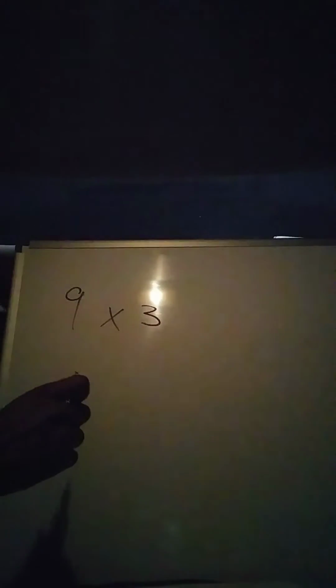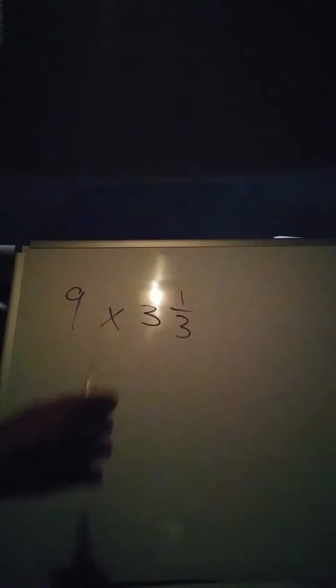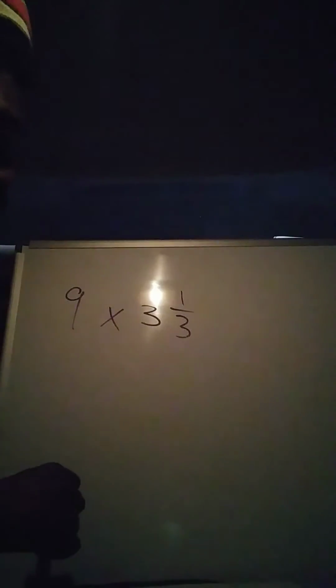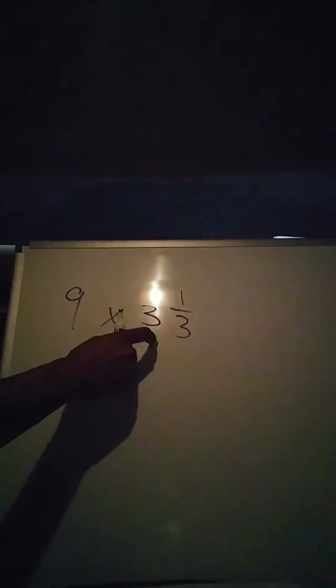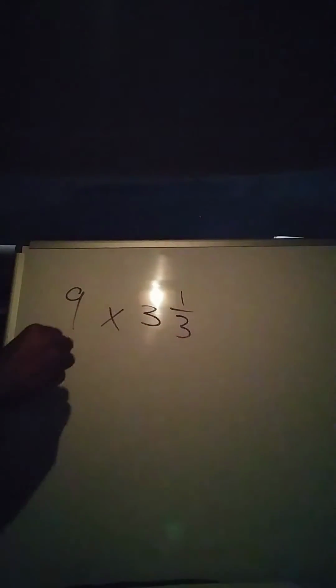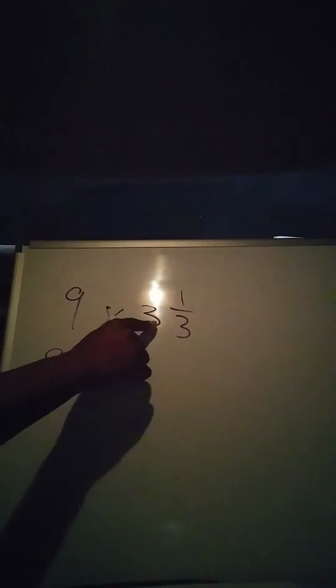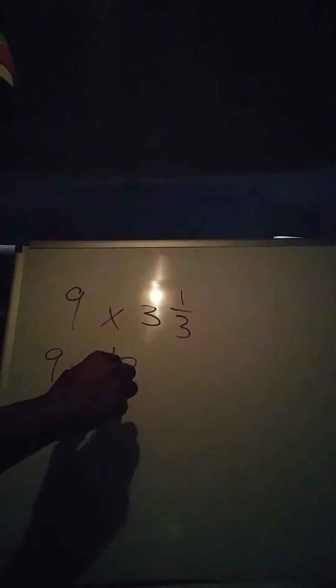9 times 3 and 1/3. Alright, and I'm just making this up off the top of my head as we're working these out, right? So the first thing you're going to want to do is to change this mixed number here into an improper fraction, right? So you're going to have 9 times, and this is going to be changed to what? 3 times 3 is 9 plus 1 is 10. 9 times 10 over 3, right?